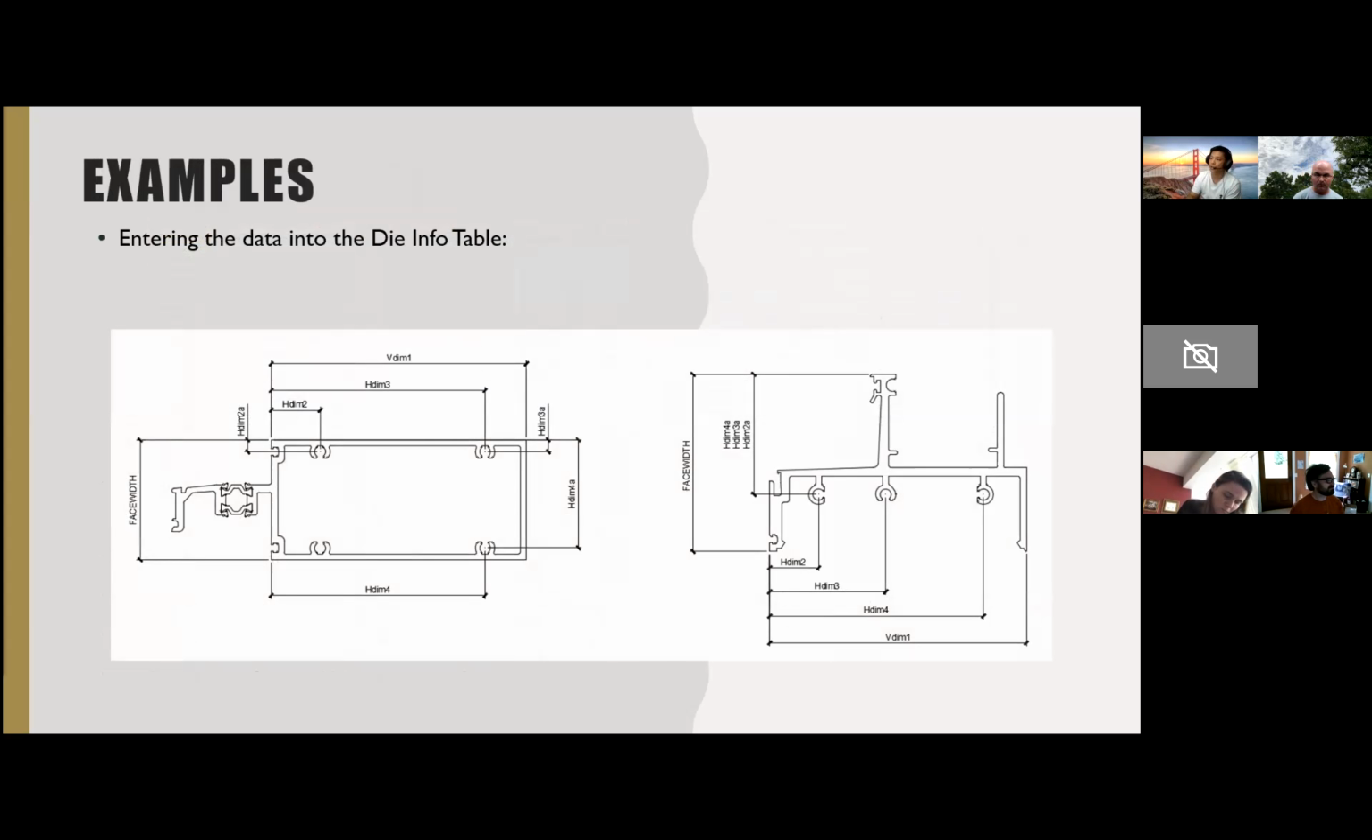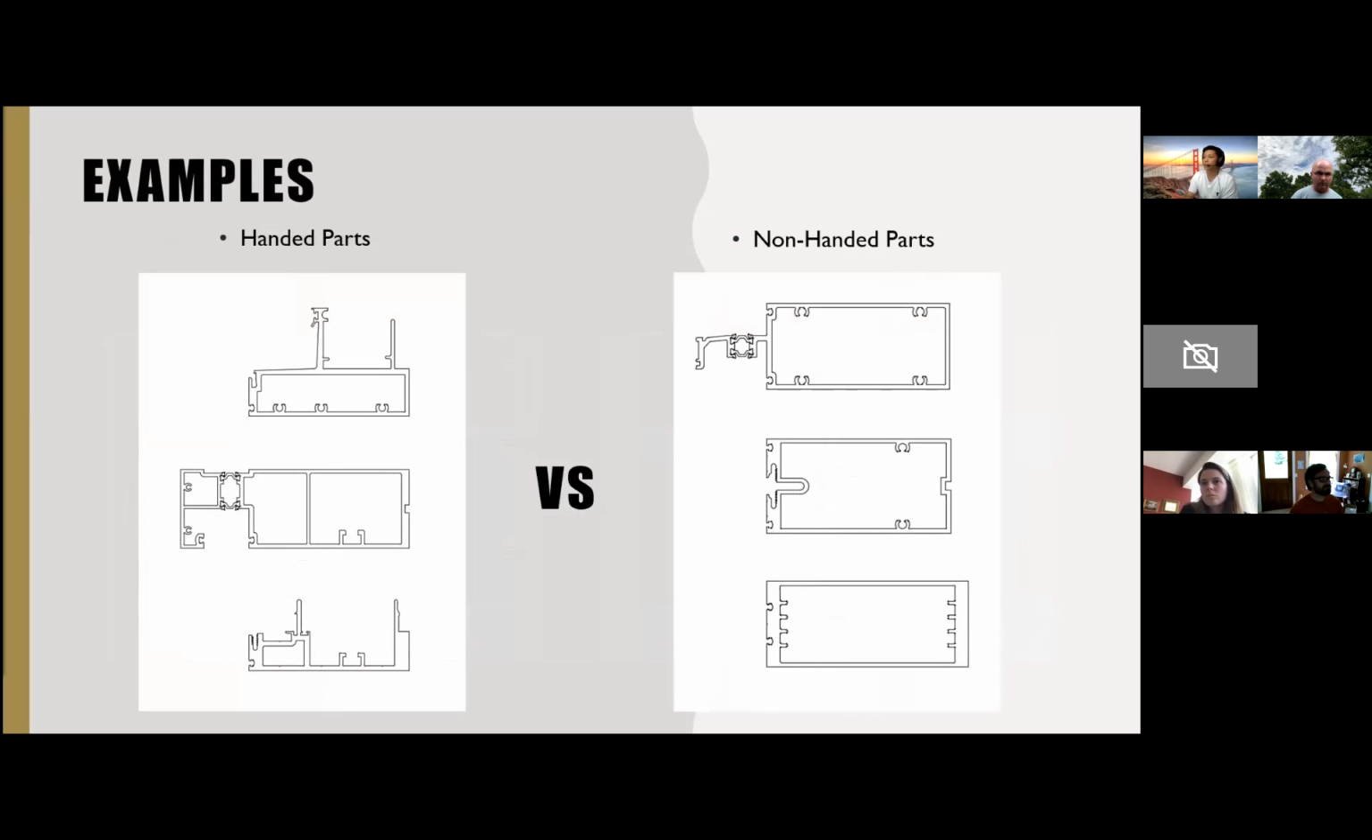So as you can see, the reading one is from the glass pocket to the back of the part. And HDM2 and HDM2A work as a pair to locate one whole location. Here's another example to explain what is a handed part and non-handed part.